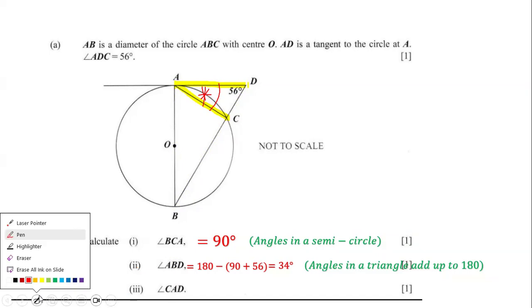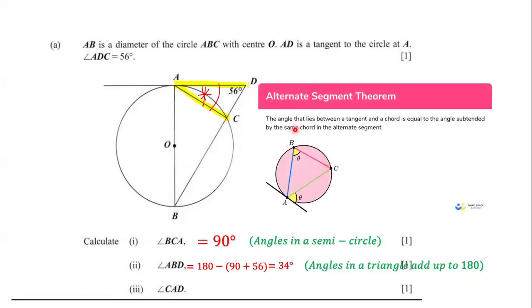In order for us to figure out what this angle is, we're going to use the alternate segment theorem. The alternate segment theorem states that the angle that lies between a tangent and a chord is equal to the angle subtended by the same chord in the alternate segment. If you notice this particular example, we have this angle, theta, formed between the chord and the tangent, and that's going to be equal to this angle. This angle is subtended by this chord, the same chord that forms an angle with the tangent. We know that it is subtended by this chord because the legs of the angle rest on this chord. So in order to determine this angle, we are going to use the alternate segment theorem.